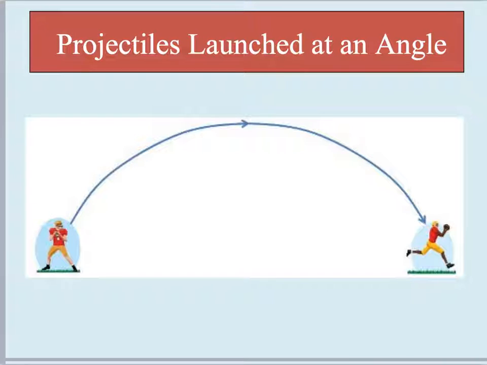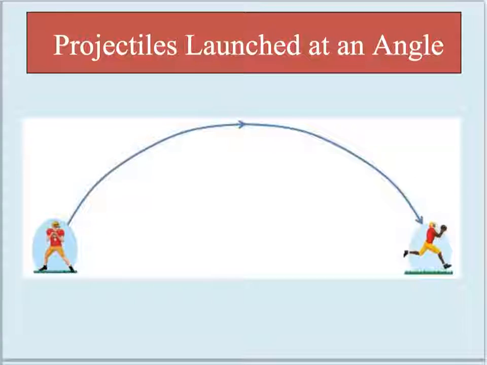All right, so projectiles launched at an angle aren't really any different than horizontal projectiles. It's the same idea. It's just that in angled projectiles, you have the object going up and then going down. Horizontal projectiles, you have the object being shot straight out and starting to fall. So these are going to go up and down. Horizontal projectiles just have kind of a downward path.